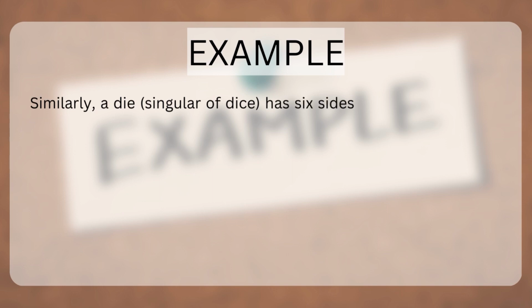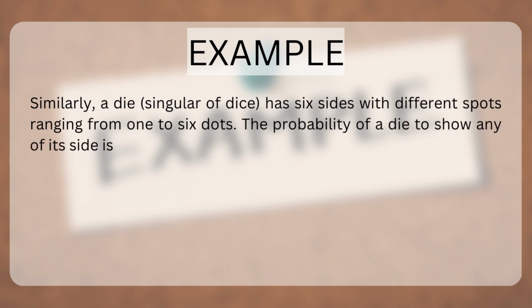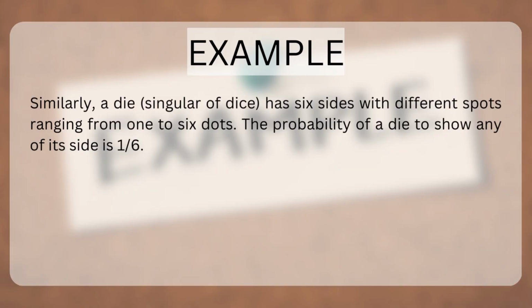Similarly, a die. You must have seen dice while playing snakes and ladders or ludo, any such games which have a die, which is the singular of dice, and this die contains dots on all of its sides. When you throw this die on the table, there is a probability of any of the numbers ranging from 1 to 6 to appear at least once. So a die which has 6 sides with different spots ranging from 1 to 6 dots, the probability of a die to show any of its sides is 1 by 6, because there is at least one chance for one-sided dot to appear in any of the 6 turns when you throw the die on the table. I hope the examples of the probability have been clear.